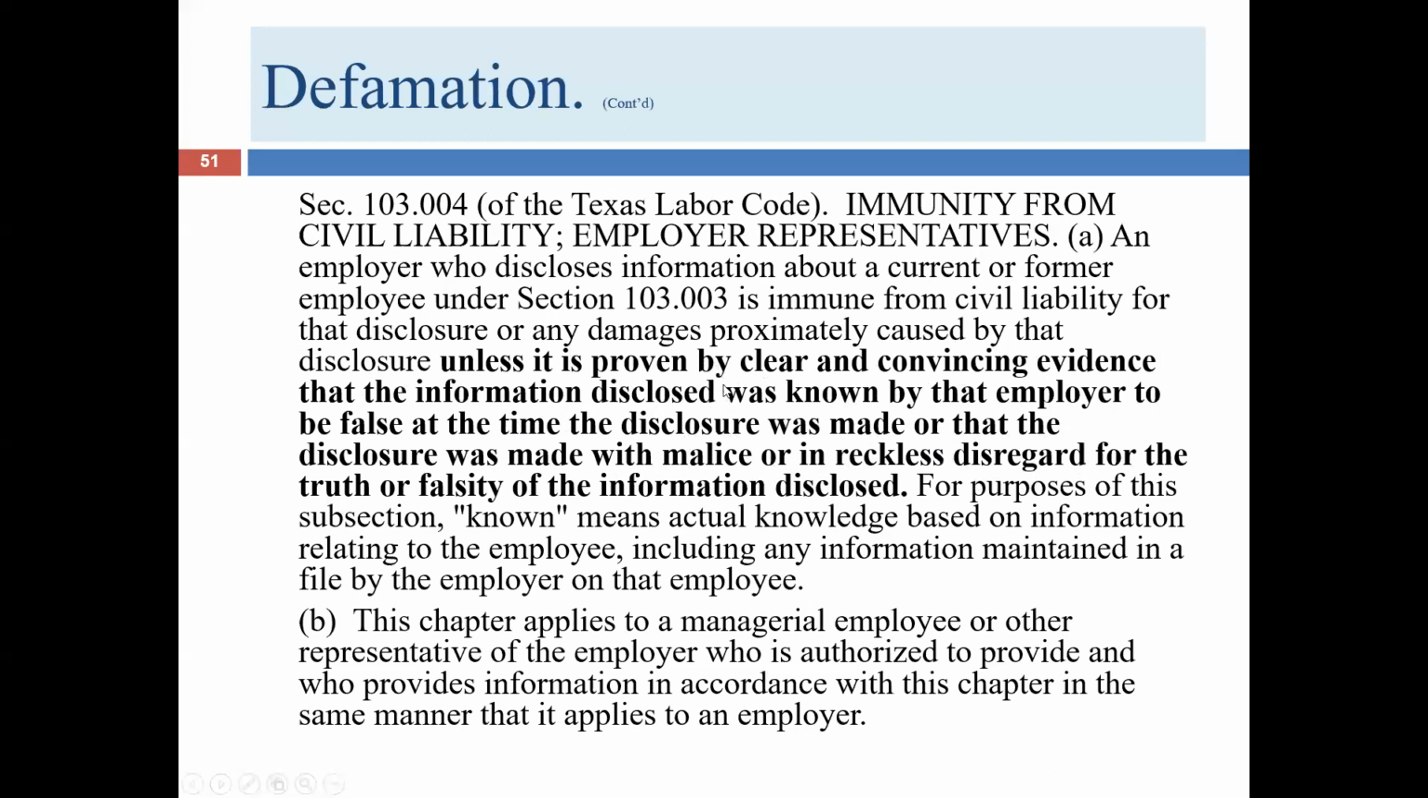Even despite this language, though, most employers in Texas, wisely, are not going to give substantive employment references. It's just not a good idea.